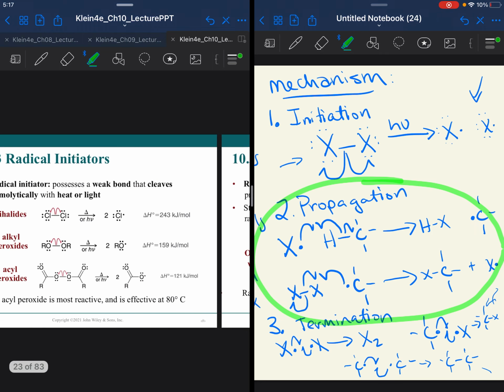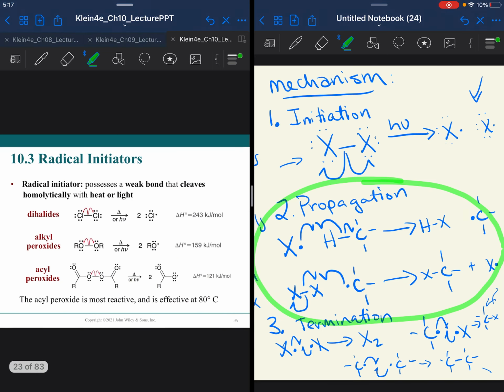We'll follow Klein's lead here. There are different ways to initiate radicals. Heat and light are very common. One thing you might recognize here is a peroxide. Peroxides are easy to initiate for radical reactions as well. That'll be important when we talk about our anti-Markovnikov addition reactions in the second video of chapter 10.